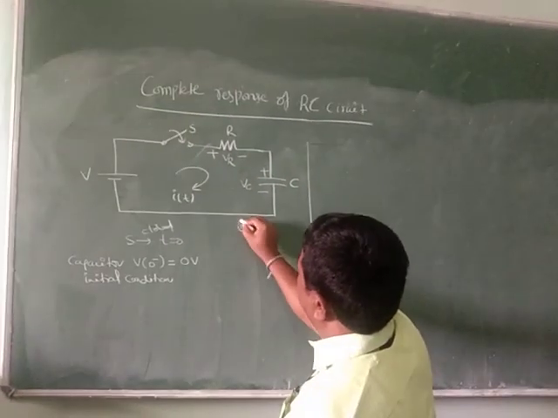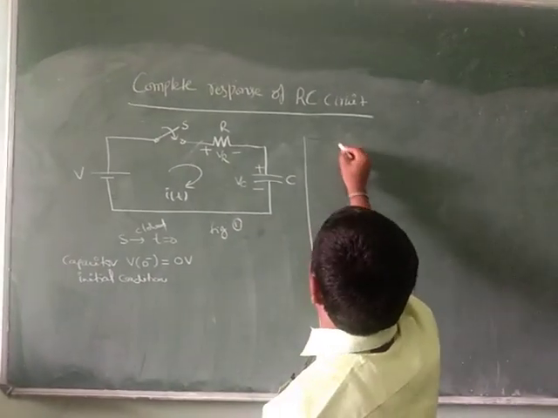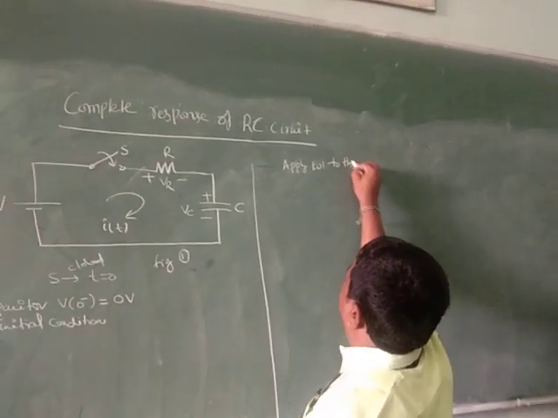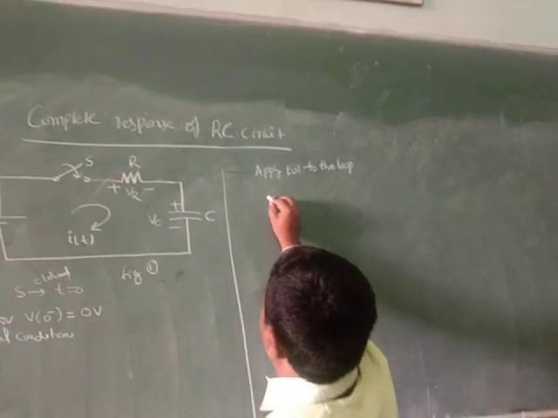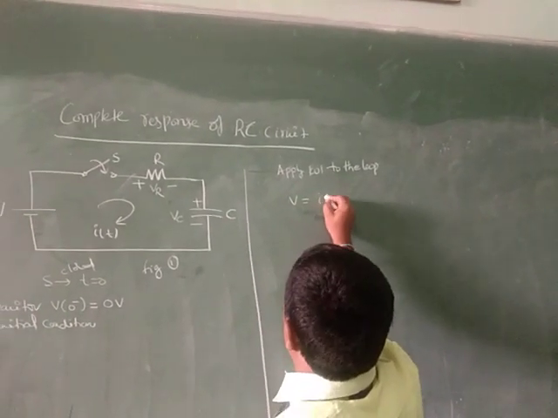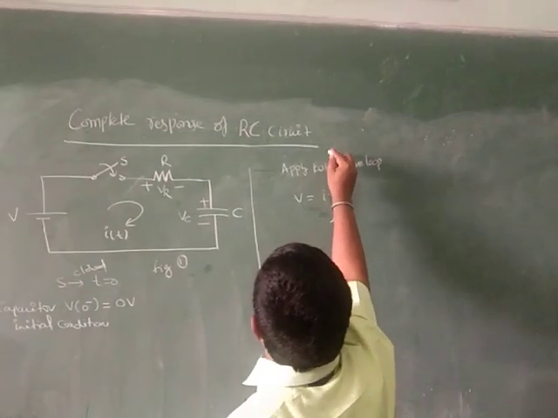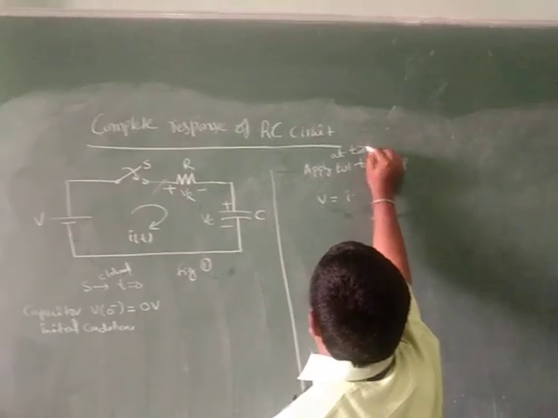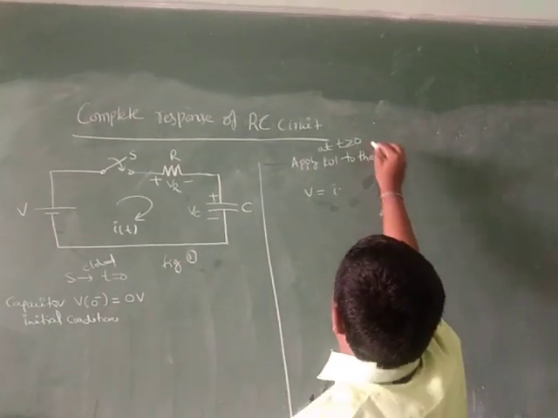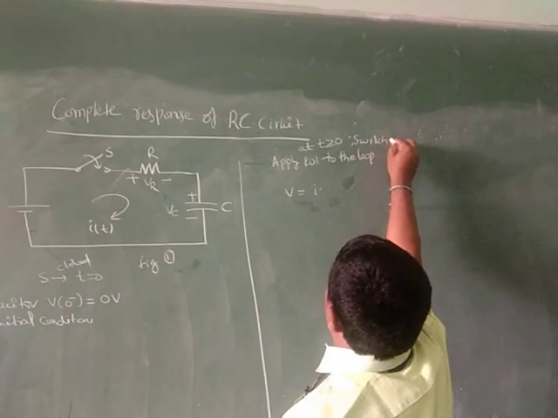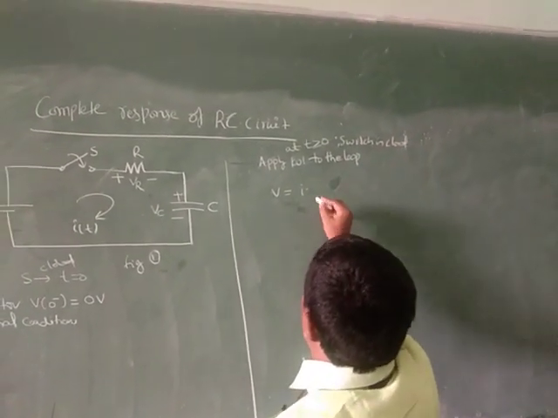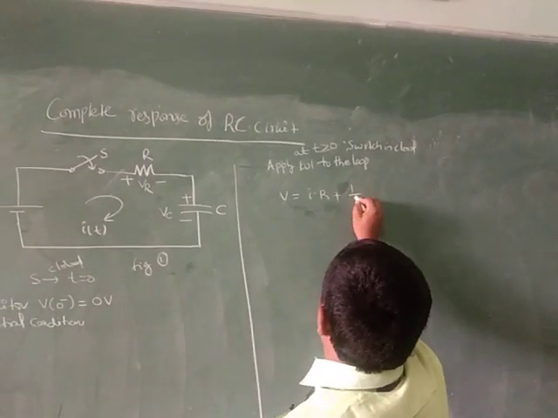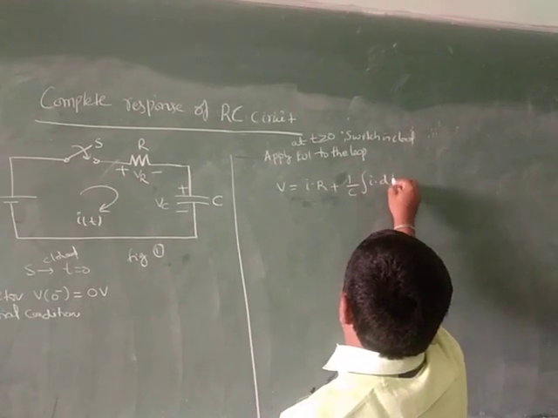This is figure 1. Apply KVL to the loop. The condition is t greater than or equal to 0, when the switch is closed. Then V is equal to I into R plus the voltage drop across the capacitor, 1 by C integral I dt.